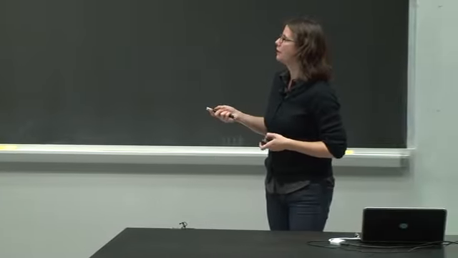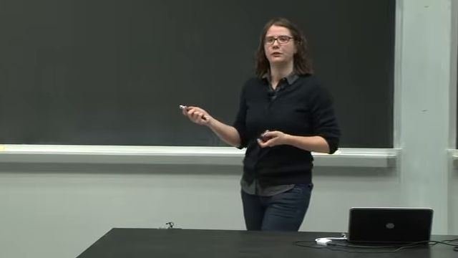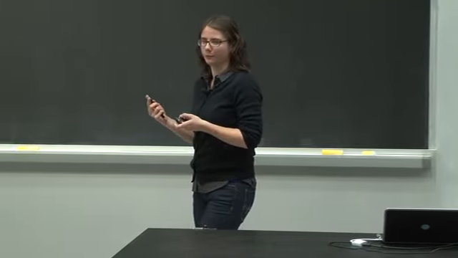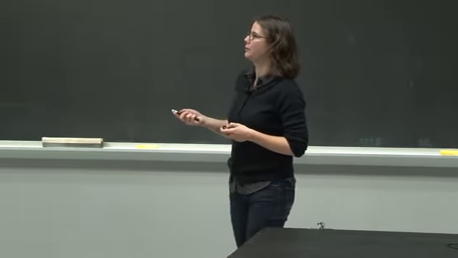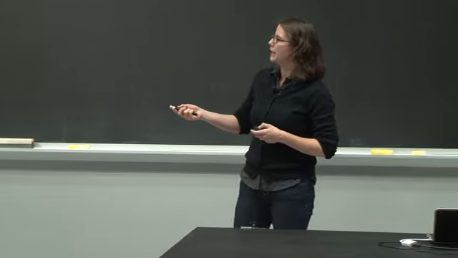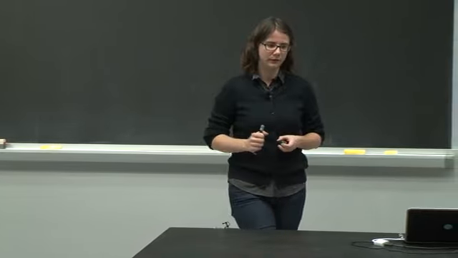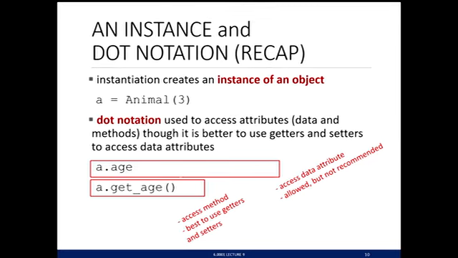However, it's actually not recommended to access data attributes directly. You're going to see in the next slide the reason why we're going to use getters and setters. Instead, you should use the getAge getter method to get the age of the animal. So this is going to return 3 also. So these are going to do the same thing.